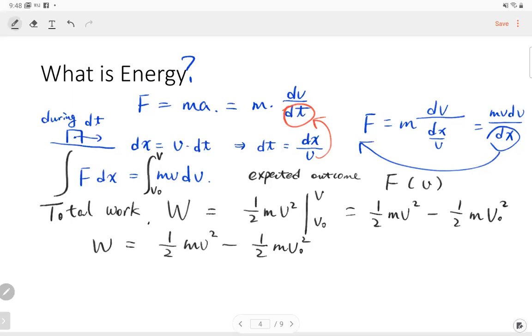From this equation, the total work done by this force only depends on the final velocity and the initial velocity. It doesn't matter how the initial velocity changed into the final velocity. It could be a constant change, or it could be any dramatic change. It doesn't matter how v0 becomes v. We only care about the initial velocity and the final velocity. Then we use this calculation, we get the total work. So this is very important because the work only depends on the initial state and the final state.